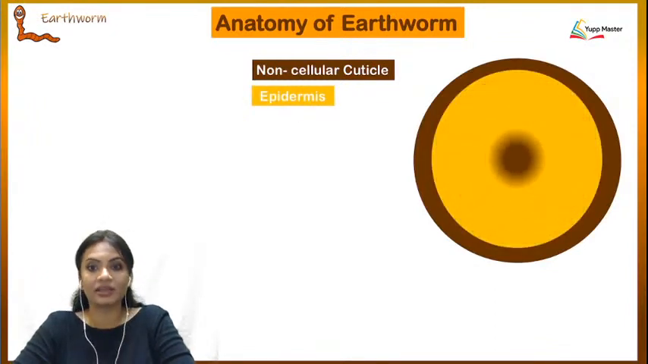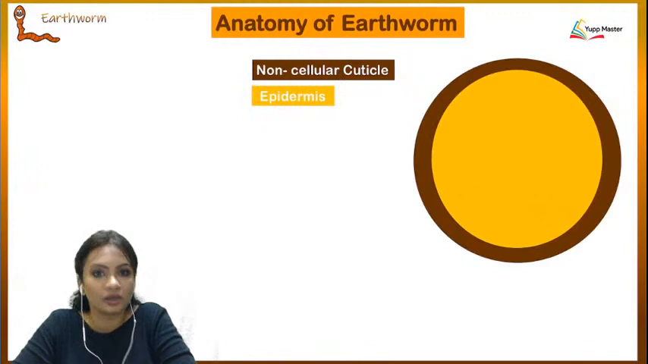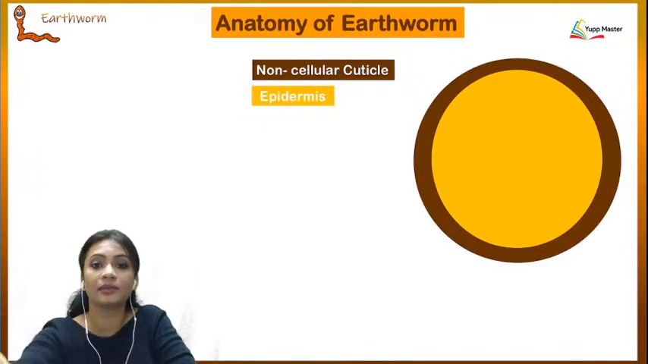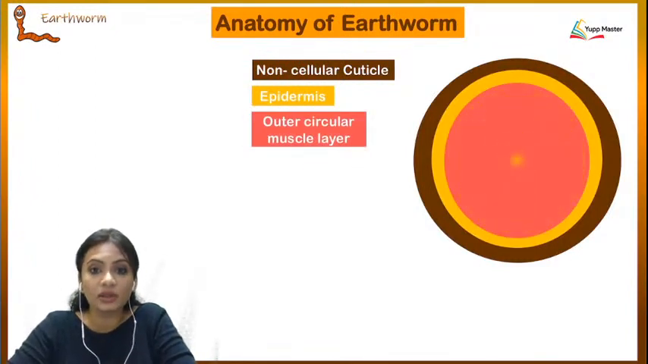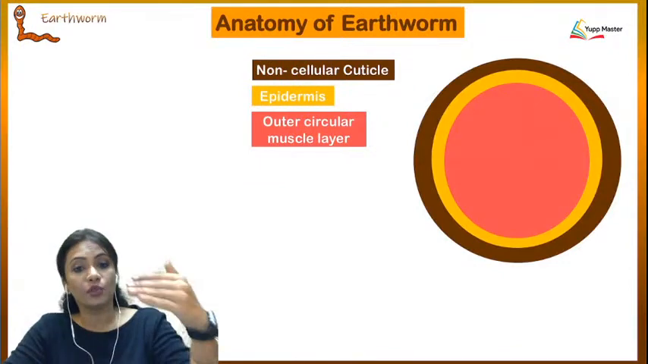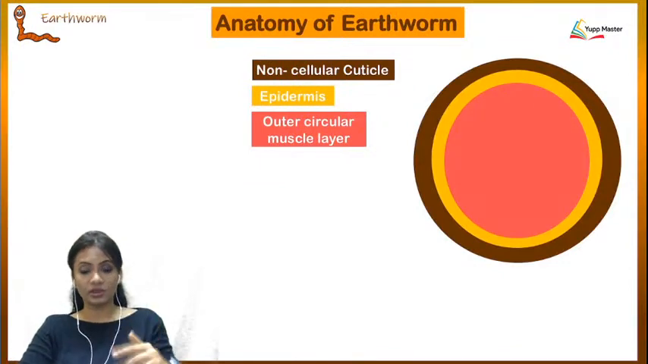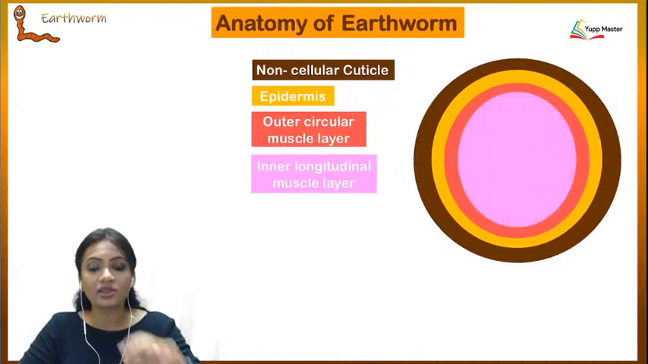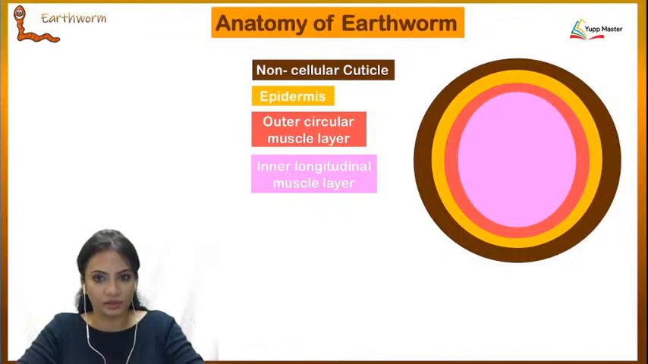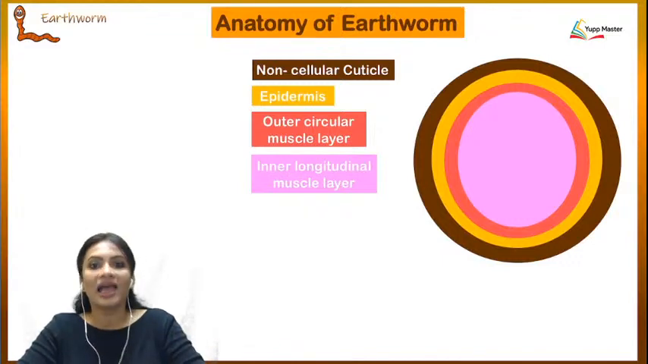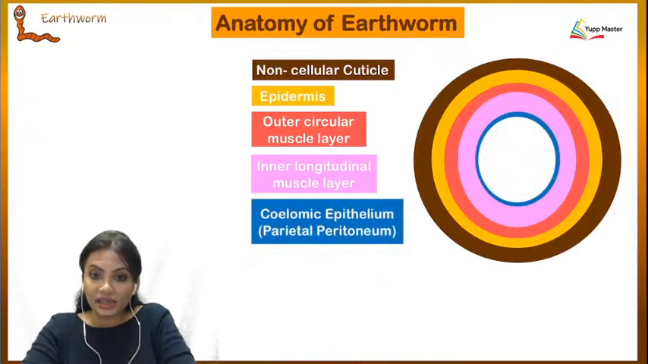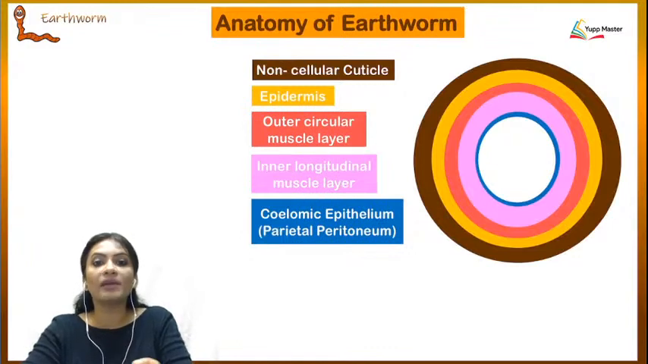Inside there is a layer which is called the epidermal layer, the epidermis. After the epidermis, we see the presence of the outer circular muscular layer. So there are two layers of muscles here. Out of those two layers, the outer layer is the outer circular layer. The inner layer is called the inner longitudinal layer. Then there is an epithelial layer which is called the coelomic epithelium.